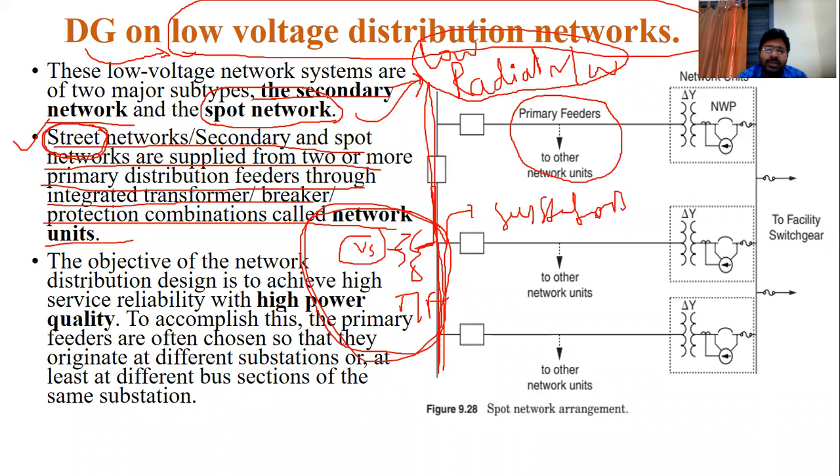Then what is the spot network? The spot network can supply power to large buildings. Commercial buildings, right? Shopping malls like that, commercial buildings, large power-required buildings, or small industries. You can supply the power using this.